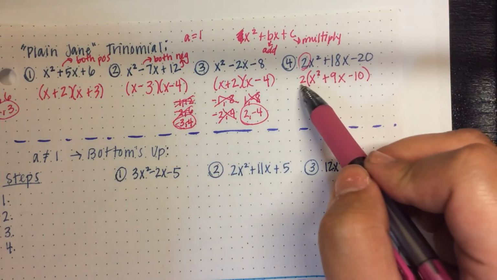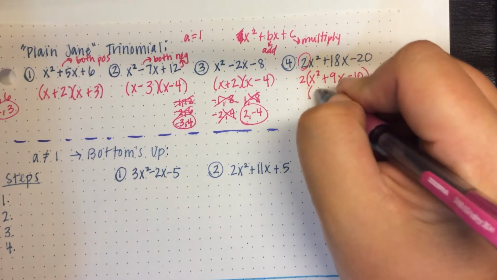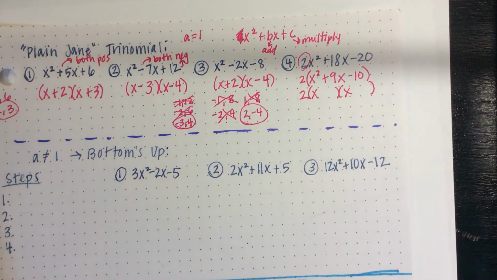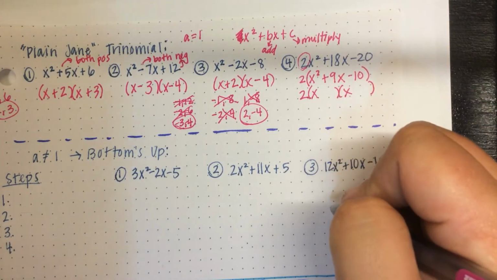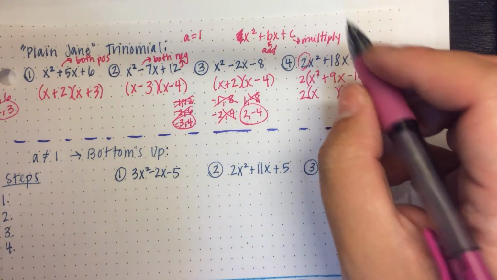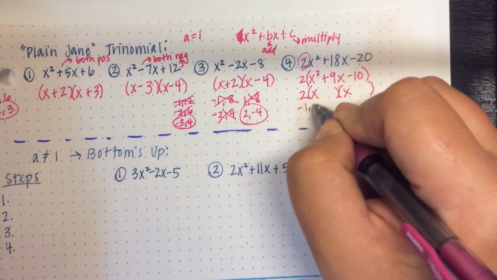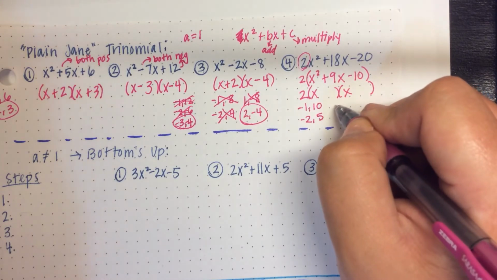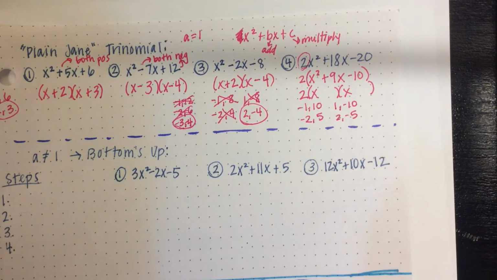Well, by taking out that 2, now I have my plain Jane trinomial. I just made it way easier on myself. All right, so I'm going to go straight to my parentheses and go ahead and bring my 2 down because it's got to stay with the final answer. All right, now I want to multiply to a -10. Okay, so that means I got to have one of each. So I'm going to have a -1, +10, -2, +5, and then a 1, -10, 2, -5.